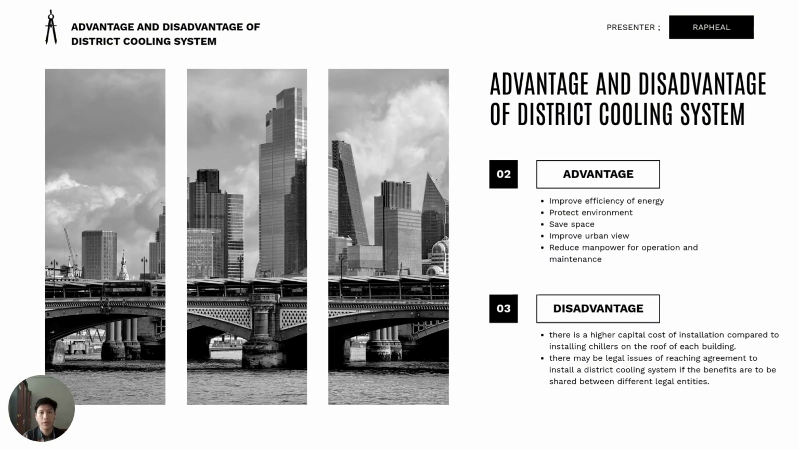And this is the advantage and disadvantage of the district cooling system, which has five advantages and two disadvantages. The advantages are improved energy efficiency, protecting the environment, saving space, improving urban view, and reducing manpower for operation and maintenance. For disadvantages, there is a higher capital cost of installation compared to installing chillers on the roof of each building. There may also be legal issues of rigid agreements to install a recycling system if the benefits are to be shared between different legal entities.